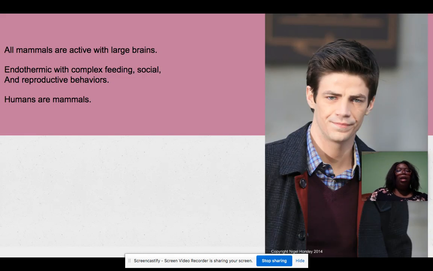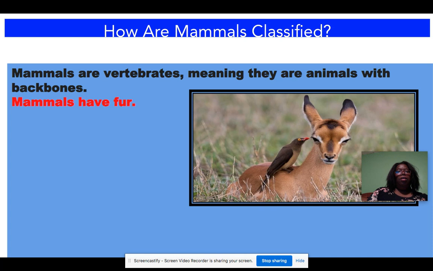All mammals are active with large brains, like Barry Allen from The Flash. Large brain, very intelligent. So humans are the most intelligent mammals. We're endothermic with complex feeding, social, and reproductive behaviors. Humans are mammals. We are mammals. Mammals are vertebrates, meaning they're animals with a backbone. And then we also said mammals have fur or hair.